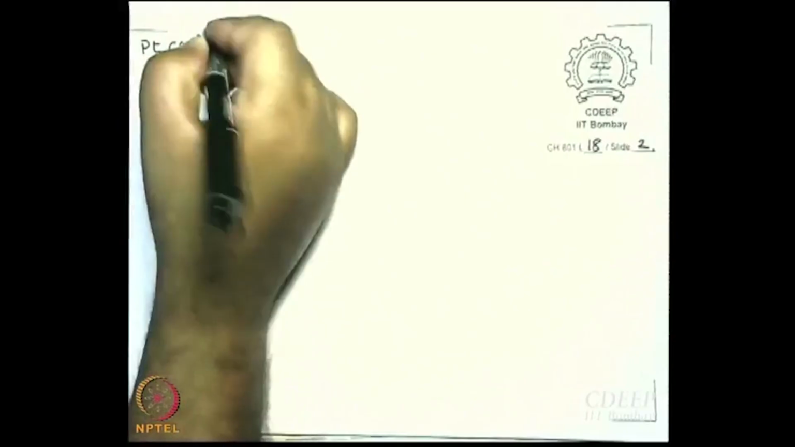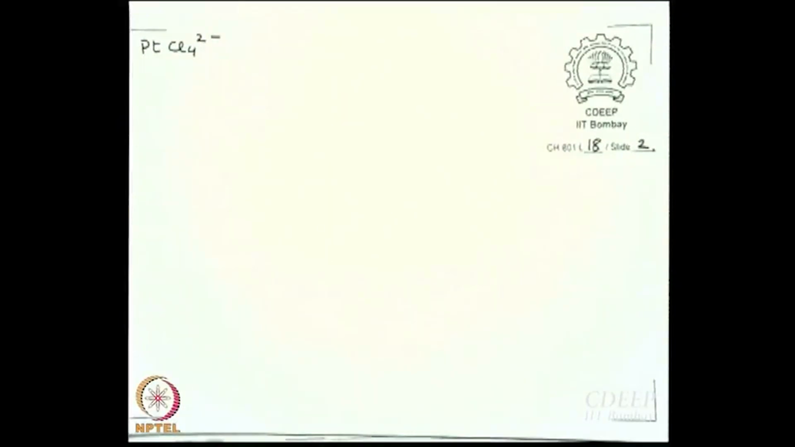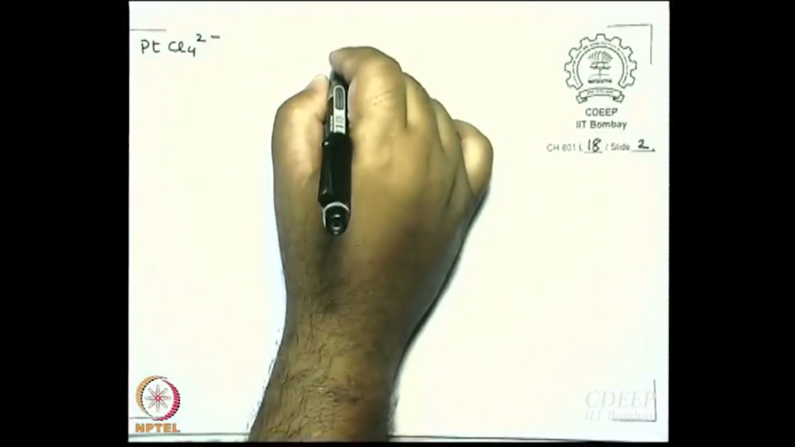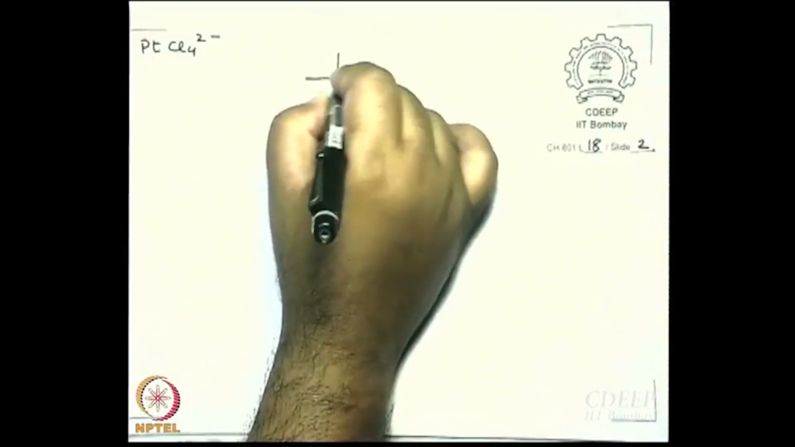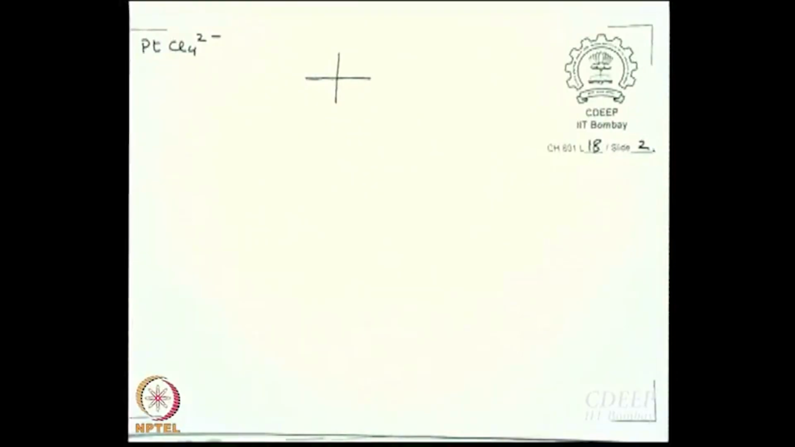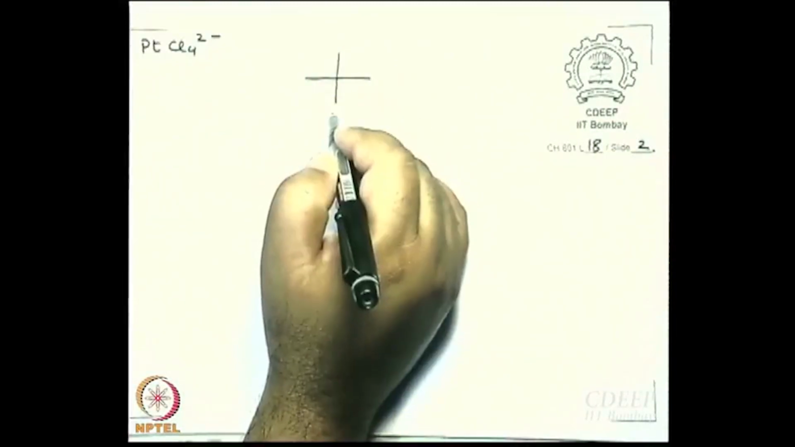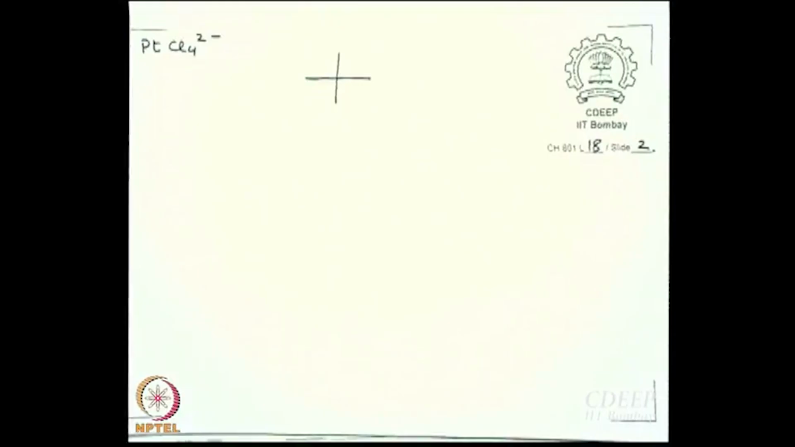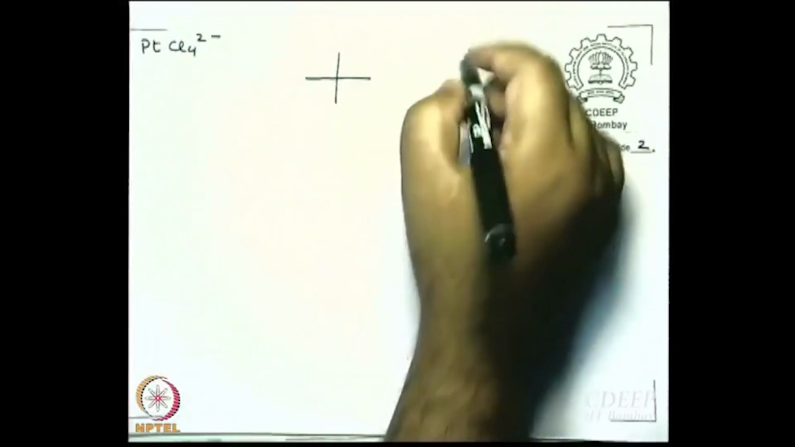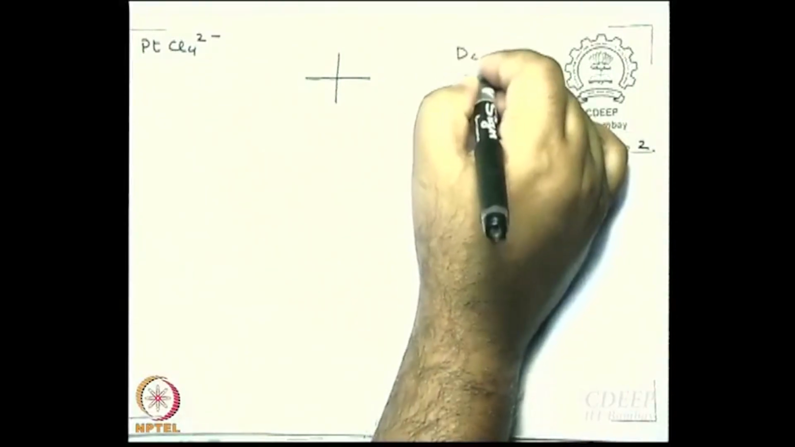Something like PtCl4 2 minus. What is PtCl4 2 minus? Is it tetrahedral or is it square planar? It is a square planar complex, right? So, this is what it would look like. I am not drawing the atoms, and you can figure out what I have drawn. This point is platinum, then you have chlorine, chlorine, chlorine, chlorine, right? What is the point group? D4h, very good. It's a D4h point group.